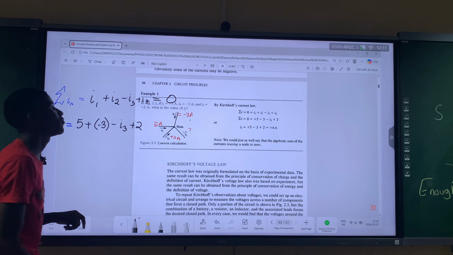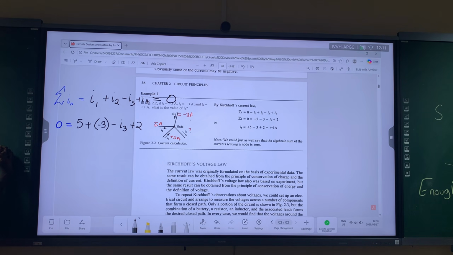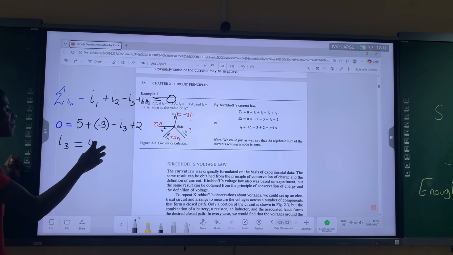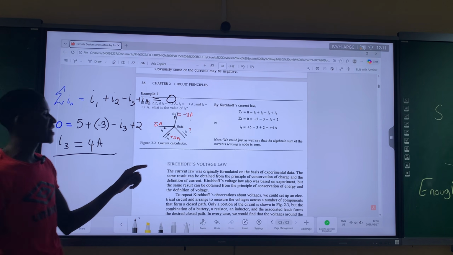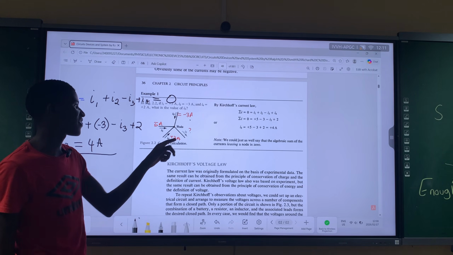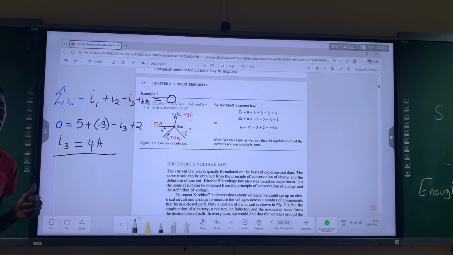Now we are adding positive 2, all of it equals 0. Then you solve I3 from here, you just transpose I3 to the other side. What you remain with is 5 minus 3 is 2 plus 2 is 4 amperes. So we can say the total current leaving I3 is what? Is 4 amperes. Yeah. So that's how you calculate the current.